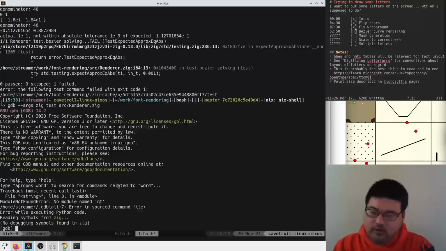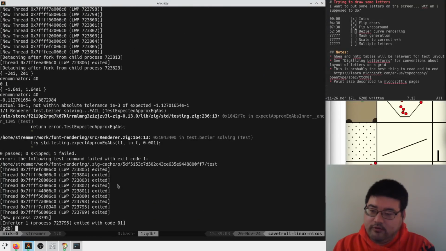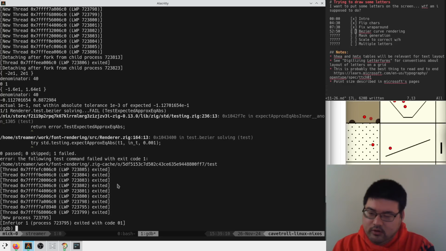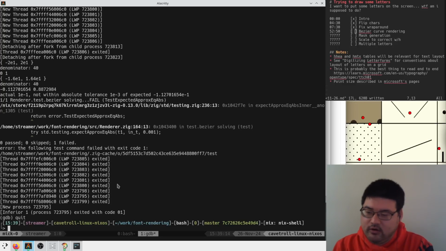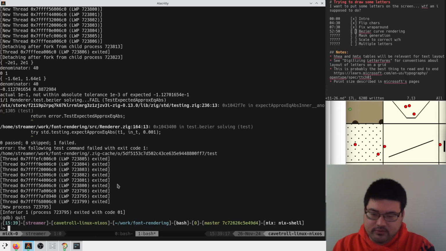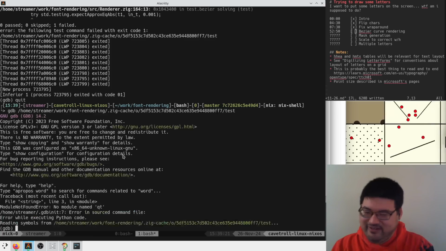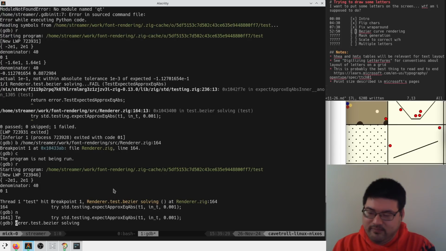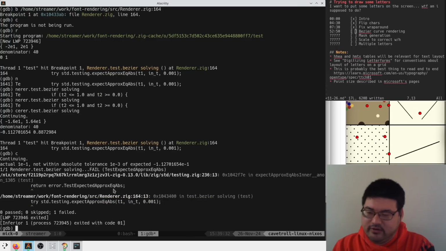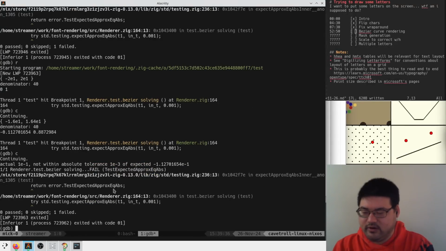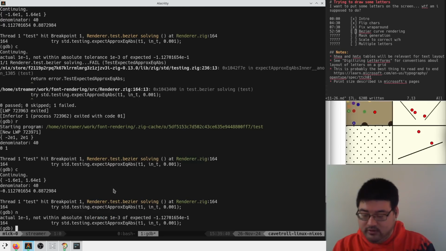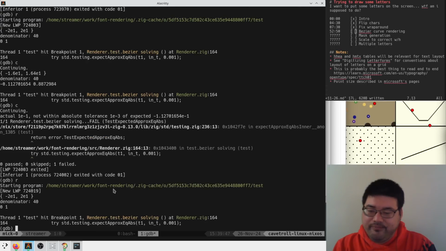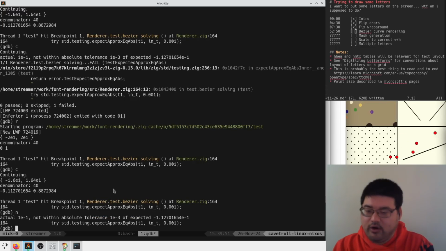Can we GDB? That's annoying. How do we GDB our tests? Okay. So 1, 2, it's the third one. 1, 2, oh, it's this. Okay. 1 to continue, 2 continue. It crashes. So how come? Oh yeah, I see.